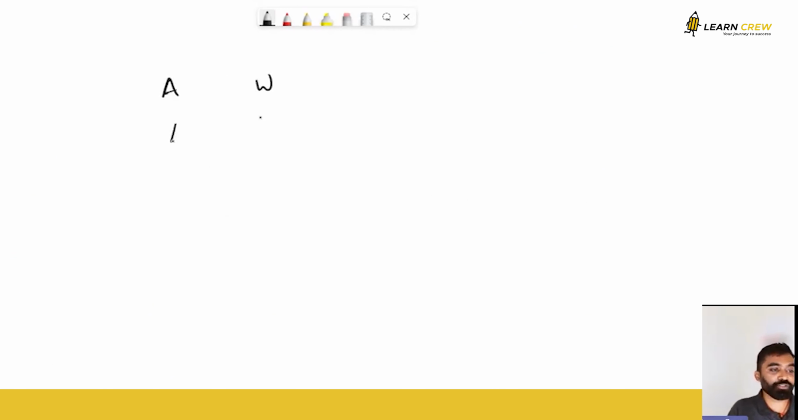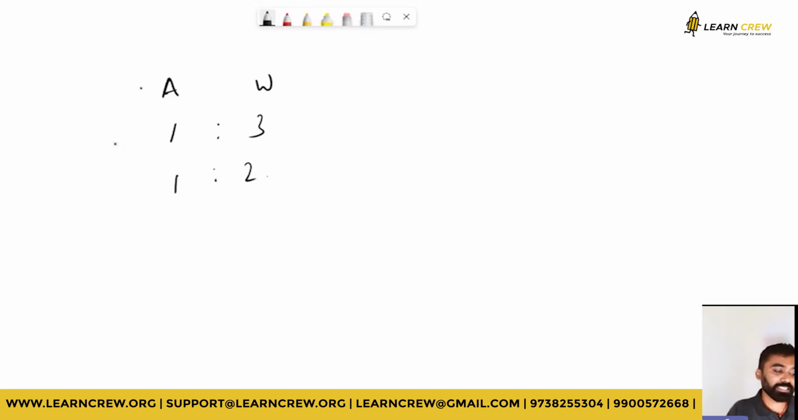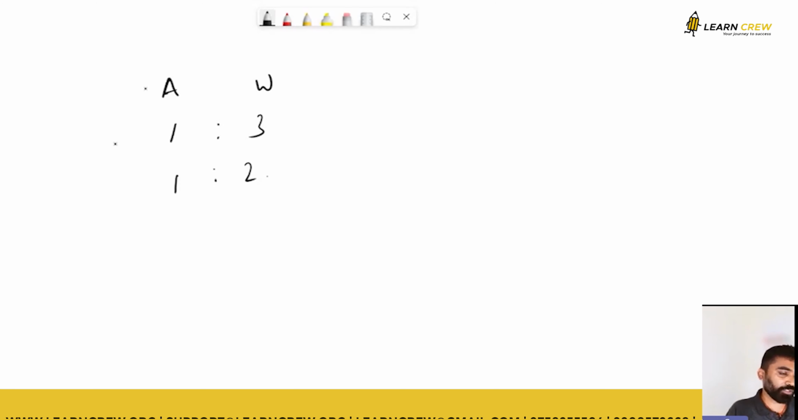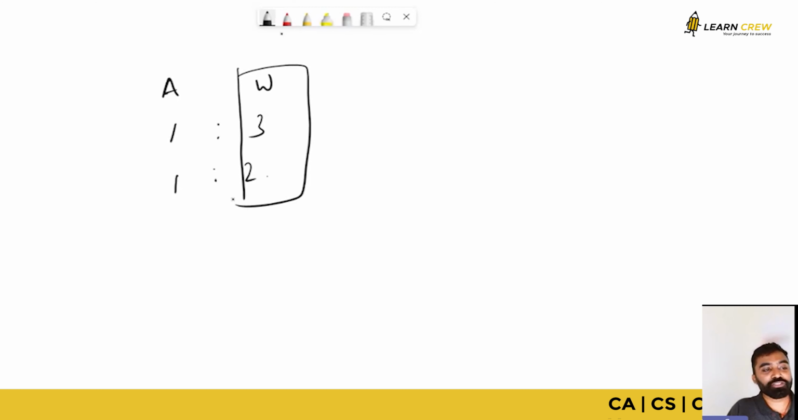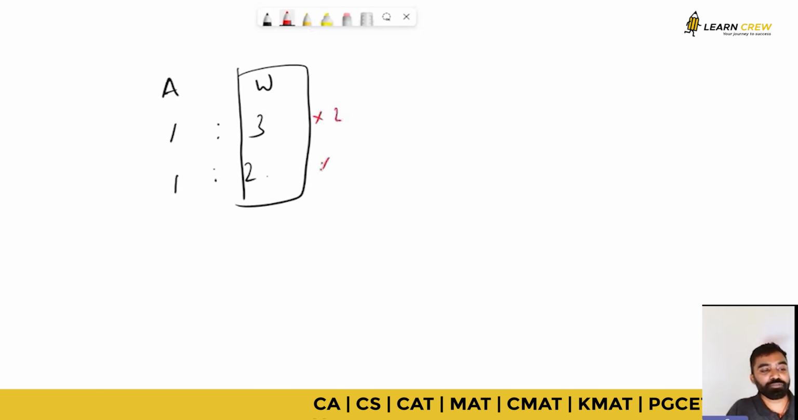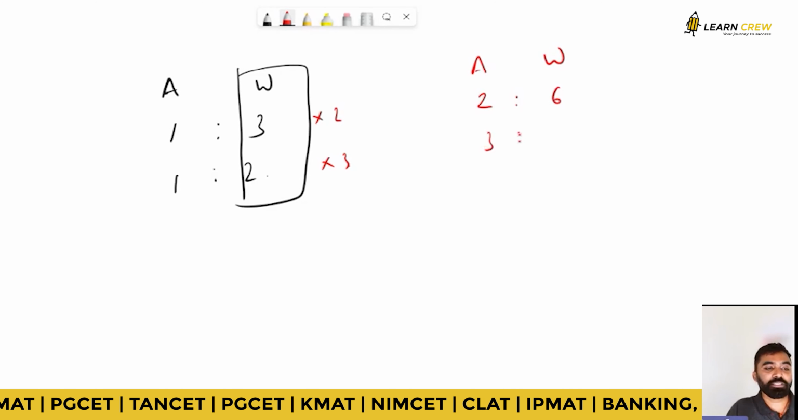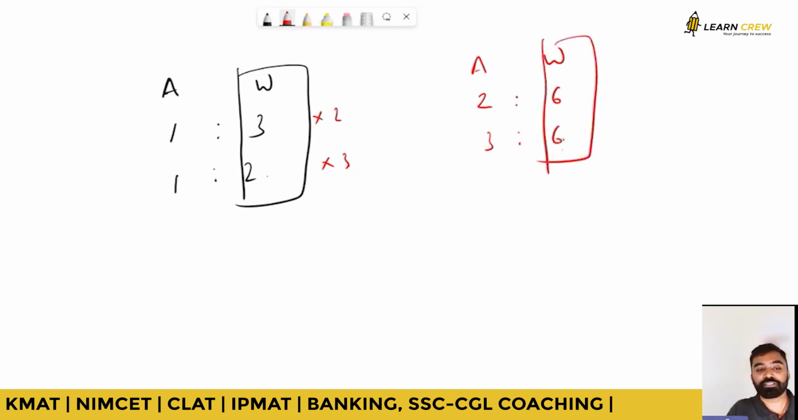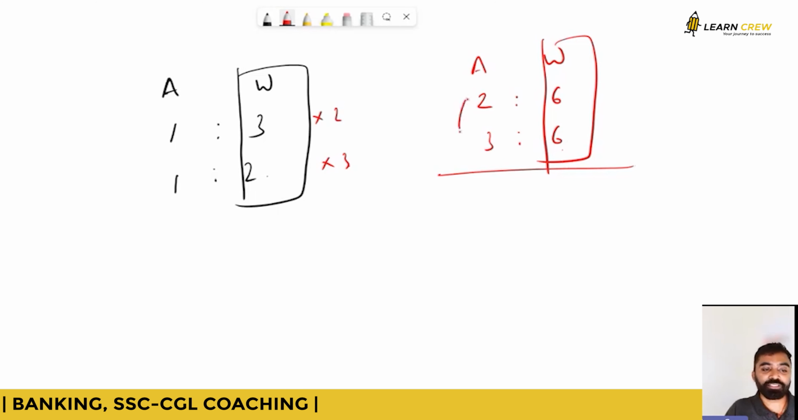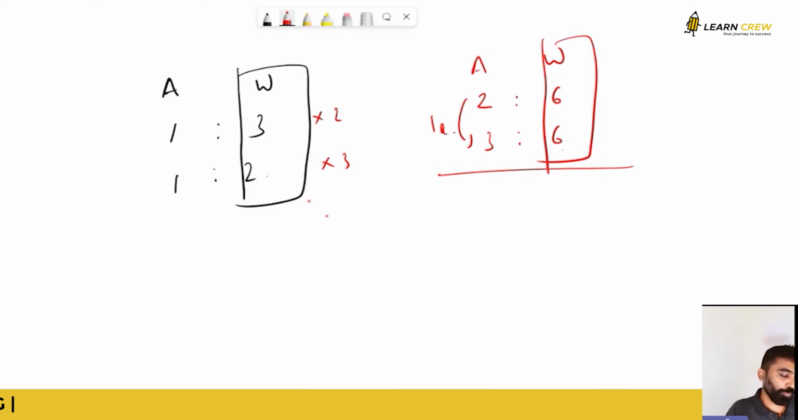The initial ratio is 1:3 and the new ratio is 1:2. Now acid is added. So the water is going to be constant, but the ratios are not the same. So I need to multiply this by 2, multiply this by 3. So the new ratios become 2:6, 3:6. So water is constant. If water is constant, then how much is the change here? 1 ratio. Now, how much is the additional acid added? 5 liters. So a single ratio is nothing but equal to 5 liters.